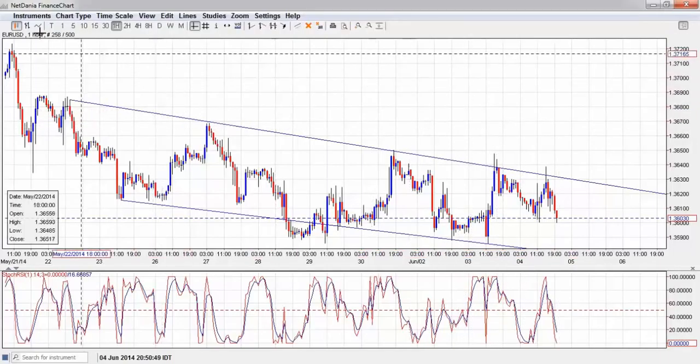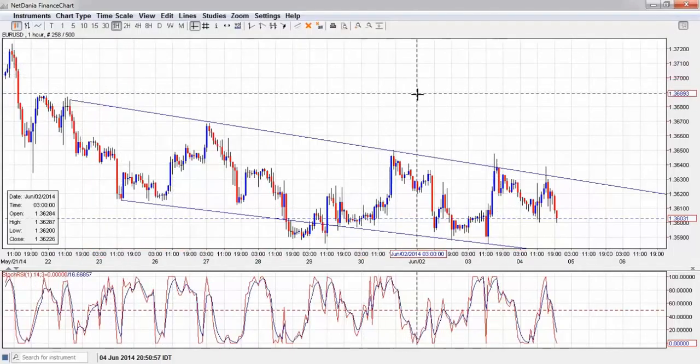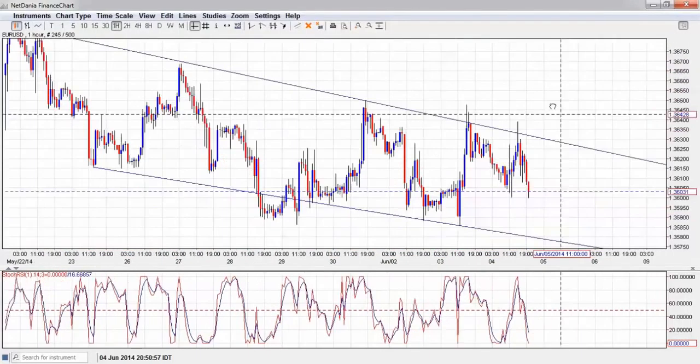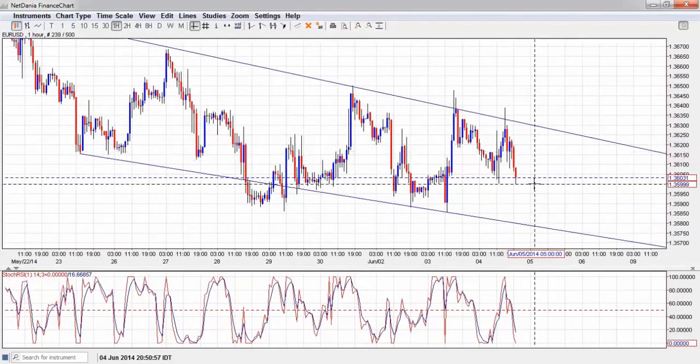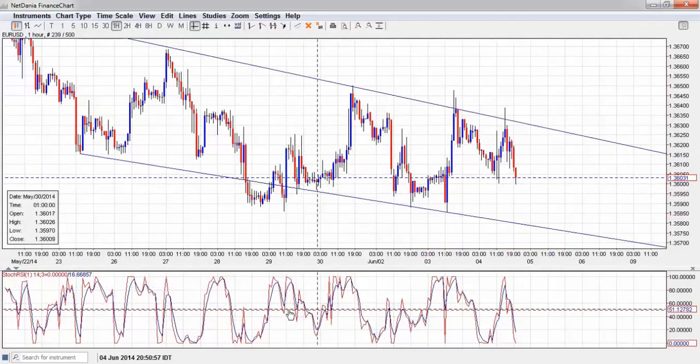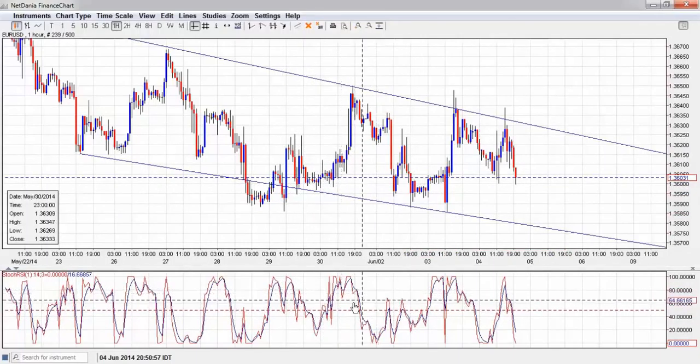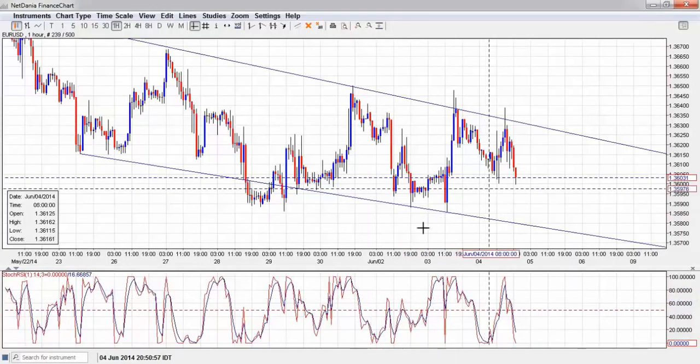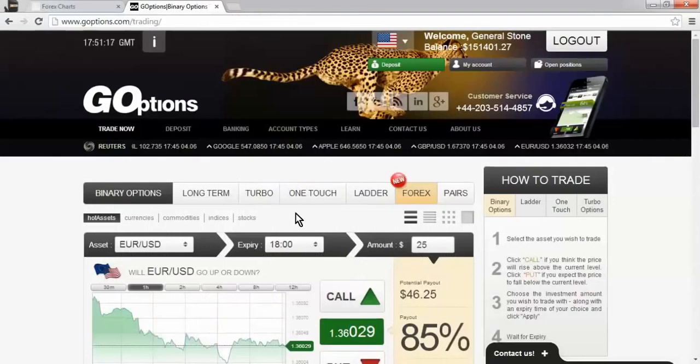So we're looking at the euro dollar right now on the Net Dania Free Pro chart on a 1 hour time scale. So each candle is worth, of course, 1 hour. I've got just for today the stochastic RSI indicator working fully, because I'm just having a look at the volume. The volume this week has been pretty strange leading up to the US non-farm payroll. Let's get into the trading platform.